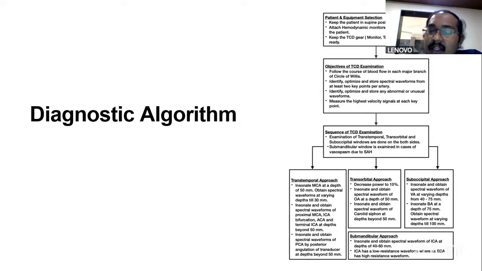Then the submandibular approach. We need to insonate and get the internal carotid artery, but sometimes we get external carotid artery signals. How do we differentiate them? The external carotid artery has a high resistance waveform. It supplies blood to the facial muscles, so there are a lot of branches, which is why there are high resistance waveforms. Whereas the internal carotid artery has a relatively simple course, connects with the brain, and shows low resistance waveforms.